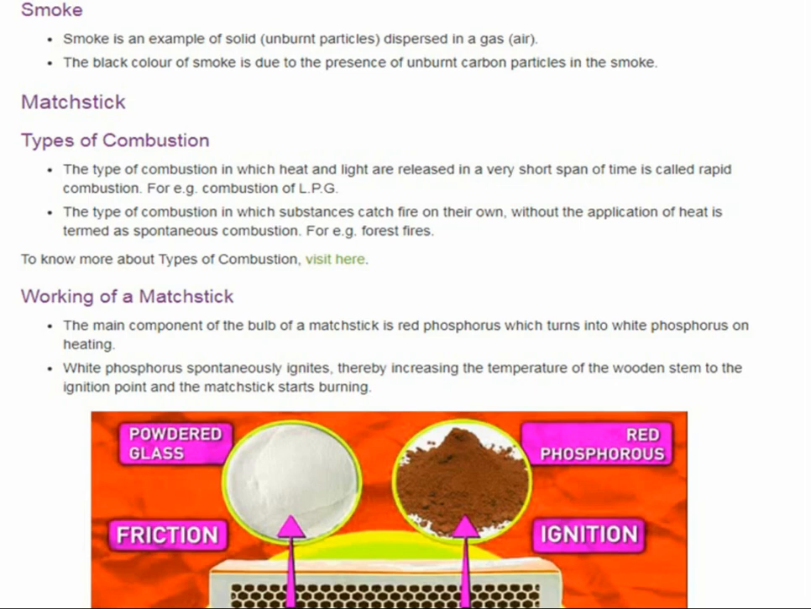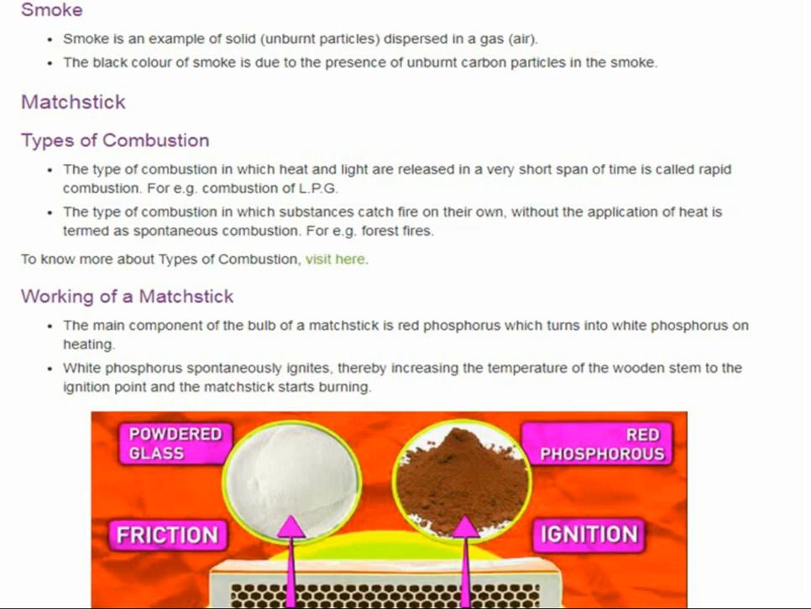But these days, the head of the safety match contains only antimony trisulfide and potassium chlorate, and the surface on which it is rubbed is powdered with glass and some red phosphorus. So as you can see here in this figure, we have the powdered glass and red phosphorus applied on the side of the matchbox where we rub it. So the rubbing surface has powdered glass and a little bit of red phosphorus, which is much less dangerous.